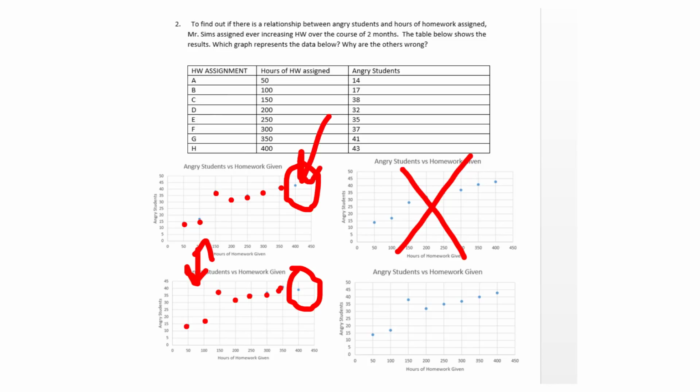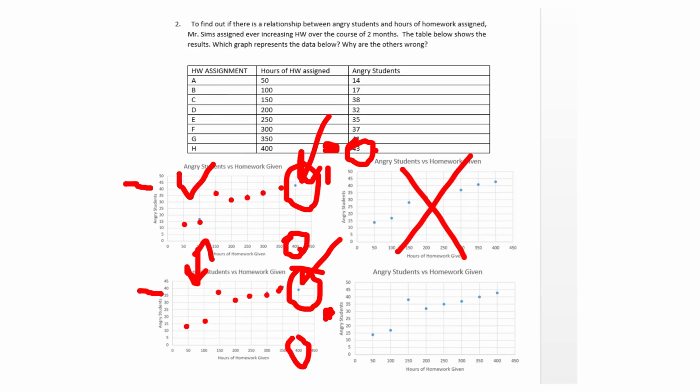On this graph, it looks like it might be around 43, but on this graph, it looks like it might be around 38. So when it's 400, this one on the top looks like it might be around 43, and this one looks like it might be 38. So let's see which one's correct. When it's 400, it should be 43 according to the data. So 43 was this one. This one's a definite possibility.